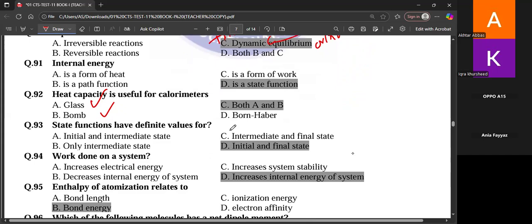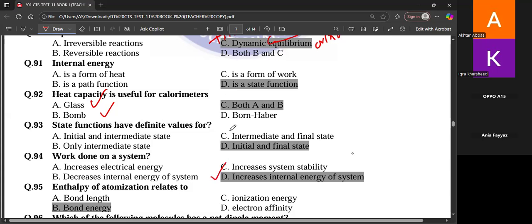State functions have definite values for initial and final. You know that the state function depends upon the initial and final states. It does not depend upon the path. So we can say that the best option is delta. Work done on the system increases internal energy of the system, because when work done on the system is positive, it means it increases internal energy of the system. So your best option is delta.